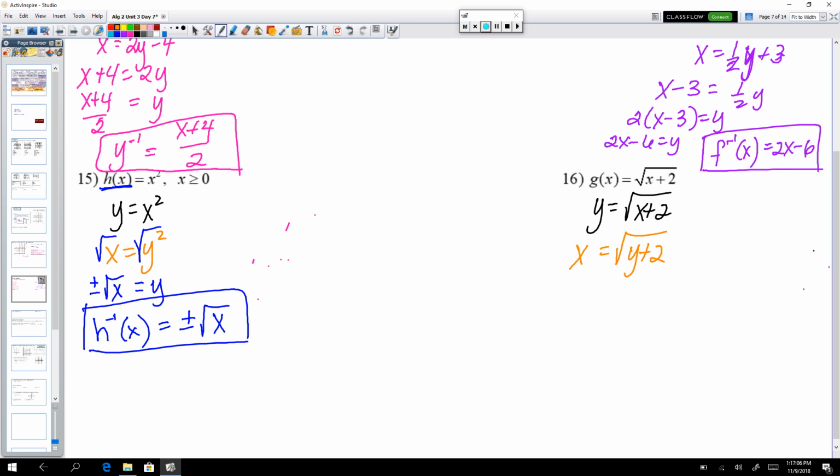Now we'll solve for y. Remember from previous units how to do this. To counteract that square root, we're going to bring it to a power of 2. So y plus 2 equals x squared. Y equals x squared minus 2. Our last step is to get this in the proper notation. The original name of our function was g of x, so the inverse of g is x squared minus 2.